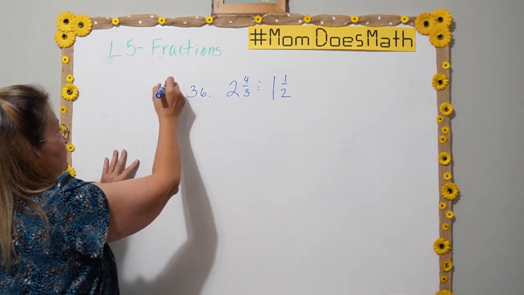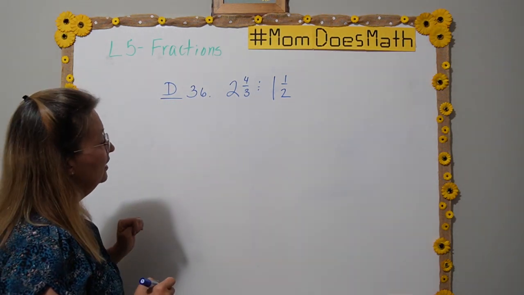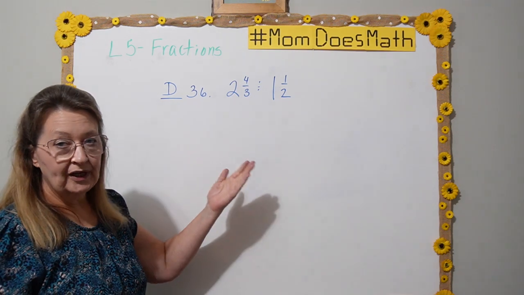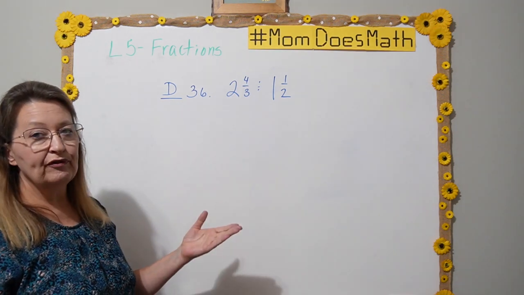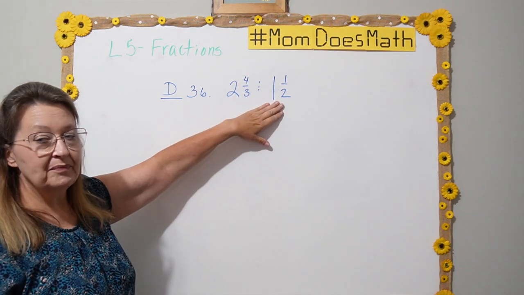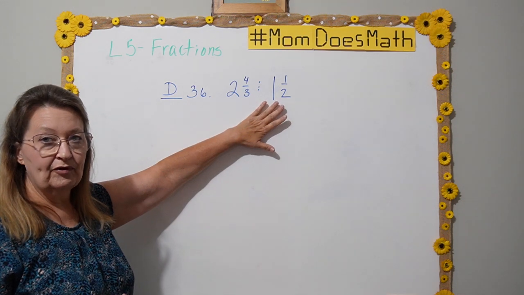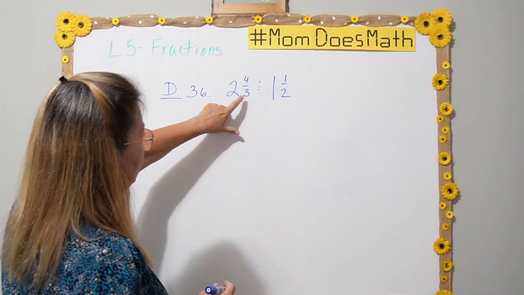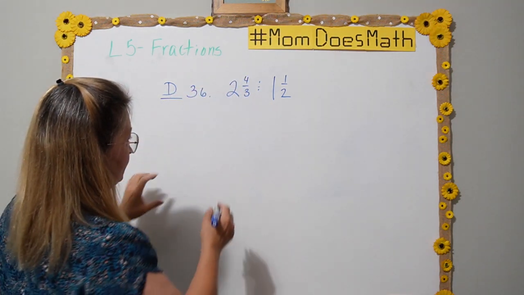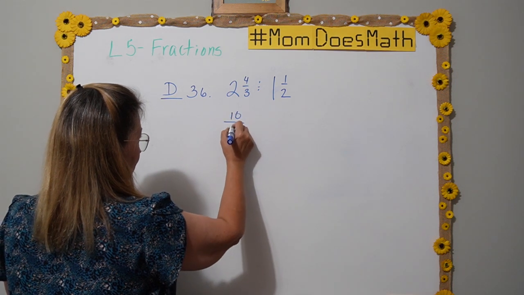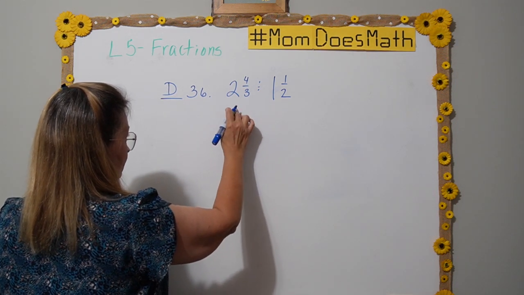Okay, let's have a look at this one. This is a division problem. So when we get ready to divide, we're going to keep, change, flip, but in order to flip, we need this mixed number in improper fraction form. So let's do that first. 3 times 2 is 6. 6 plus 4 is 10. So improper form of that is 10 thirds.